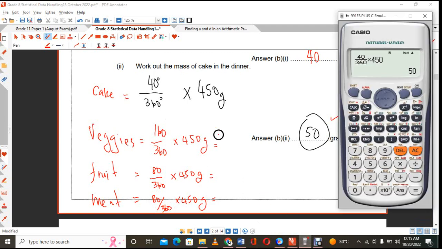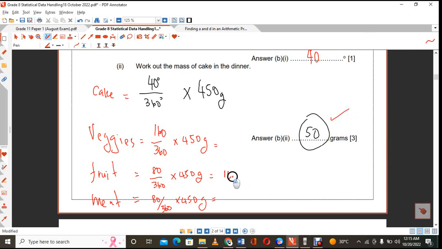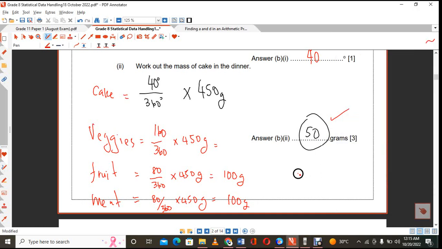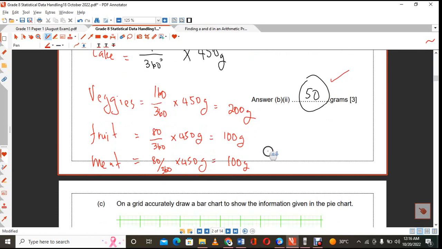So grab your calculator and let's calculate. All right, so let us see if I put 80 there. So 80, that will give me 100 grams. So 100 grams consisting of fruit, 100 grams also consisting of meat. And let us now find the one for veggies, the majority of the food on her plate. So that will be 160. Let's see, a whole whopping 200 grams. So now we know, we have the information.